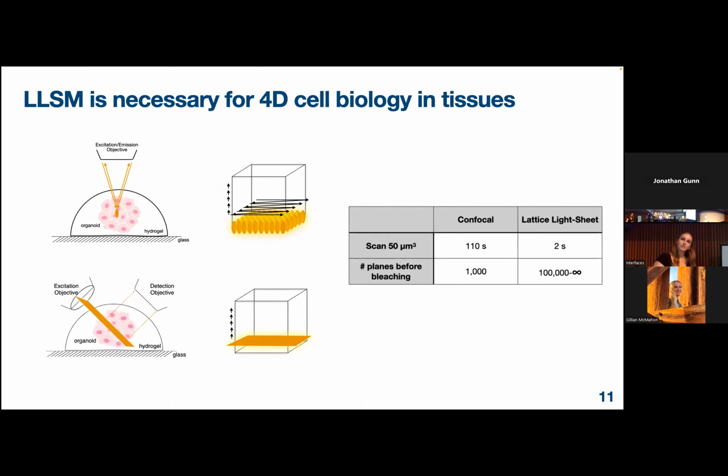Conversely, our lab uses lattice light sheet microscopy. So this sends in a sheet of light and then detects orthogonally to that sheet, which allows us to be less damaging to the tissue because we're not exposing parts of the tissue that are not actively being imaged. And it allows us to move a lot faster and gives us much better temporal resolution. So we can image our tissue for a lot longer with much better temporal resolution.